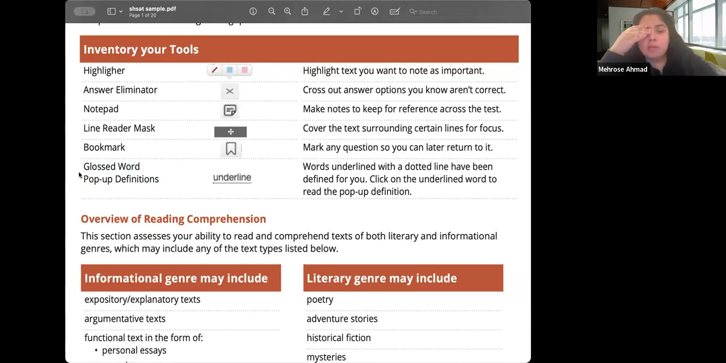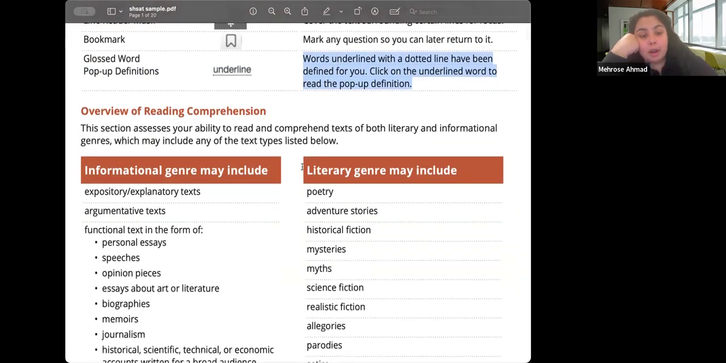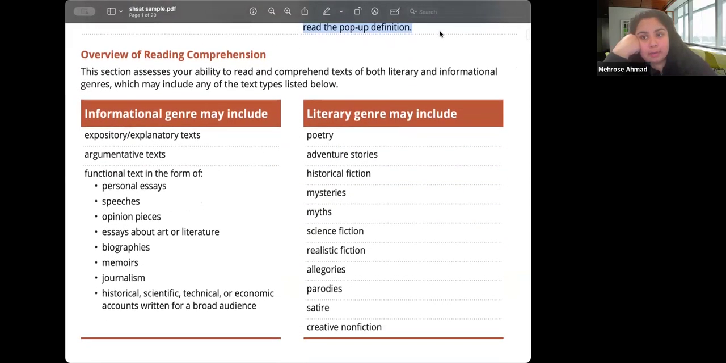And then gloss words: pop-up definition. So once again, very important. This is a tool they're giving you. They're giving you a definition of a word. It is for your benefit. You want to know how to use this tool. So that is that.